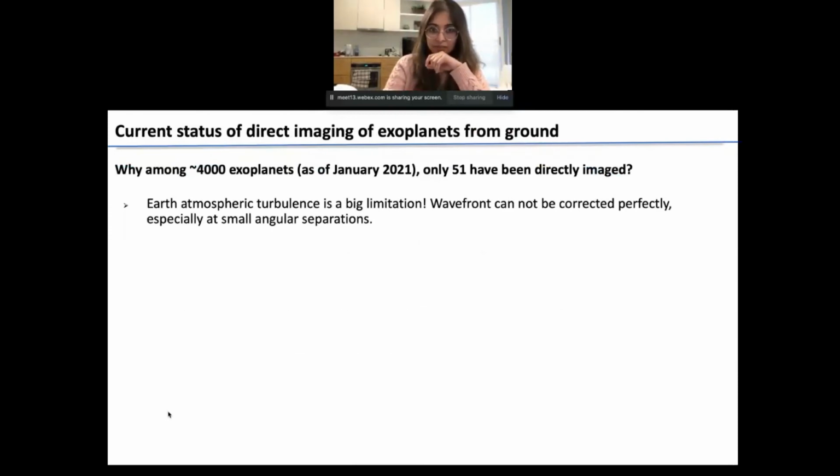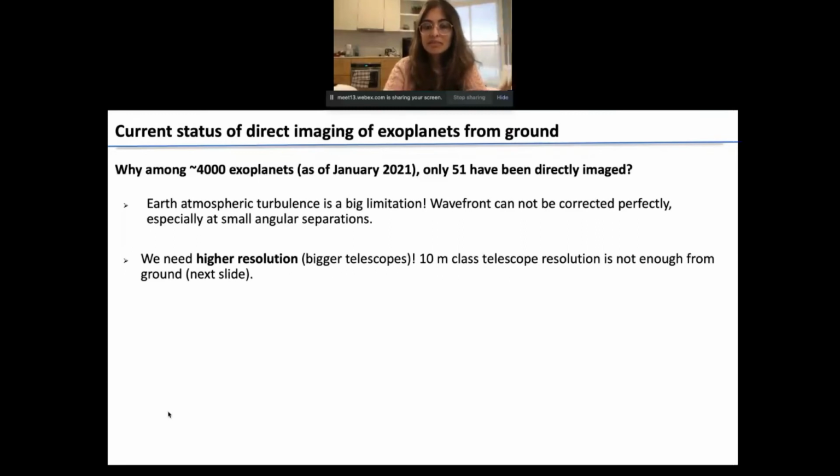Okay, all right. Just to summarize quickly, this is the question we started with: why out of 4,000 exoplanets have we imaged only 51 of them? Well, Earth atmosphere is a big problem. We need bigger telescopes. That's something we didn't talk about as of now, but a 10-meter telescope is not enough. We need bigger, and that's why we are making efforts to have much bigger telescopes on the planet.